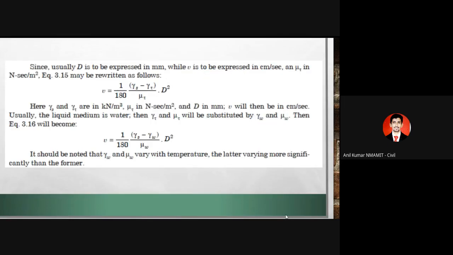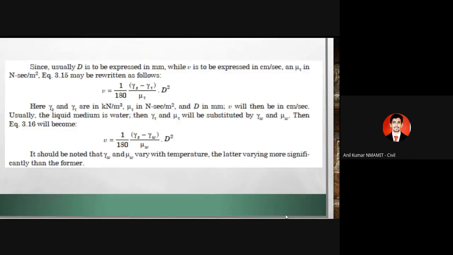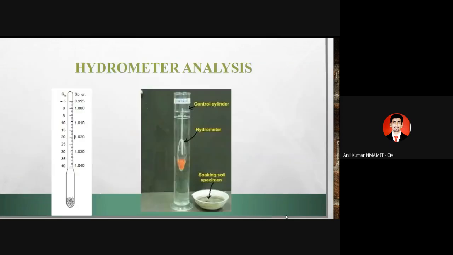Next, a very important part is the third equation, which is provided in terms of mm. Usually v can also be written as 1 by 180 into gamma s minus gamma w, divided by mu w, the viscosity of water, into d square. Again, this is Stokes law, and this is the hydrometer analysis we have.